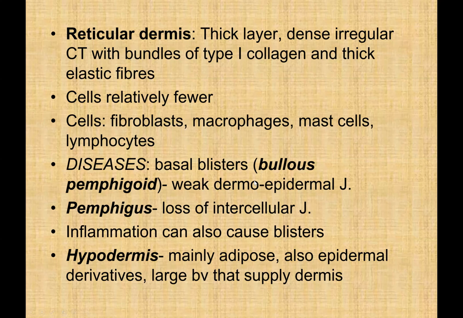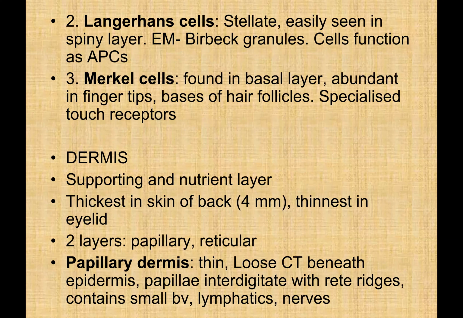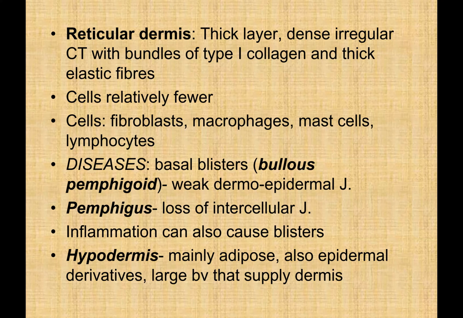Normally here you have a weak junction between the dermis and the epidermis. And then the hypodermis, which is the lower layer, the last layer, is mainly made up of fat tissue, adipose tissue. But most of the sweat glands and the hair bulb are found within the hypodermis.